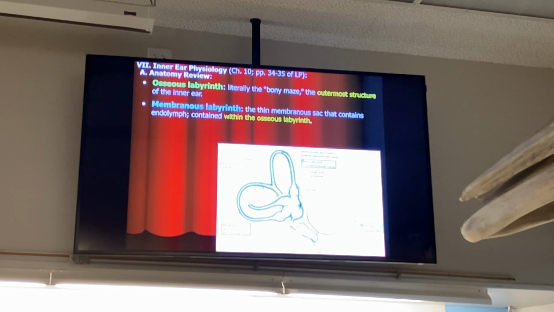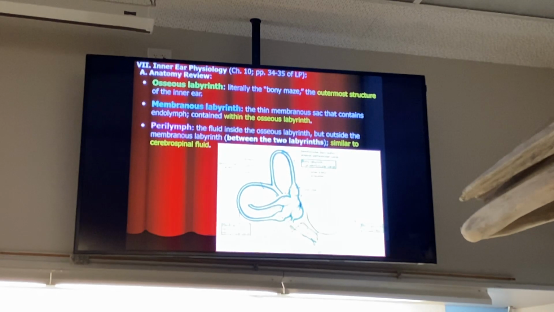There are fluids in the inner ear. Between these two labyrinths is perilymph. Chemically, it's very similar to cerebrospinal fluid, by the way. But inside the membranous labyrinth is endolymph. And it is a freak. Why? Because it's an extracellular fluid, but its contents is very similar to intracellular fluid. One of the few ones that's like that. It's freaky.